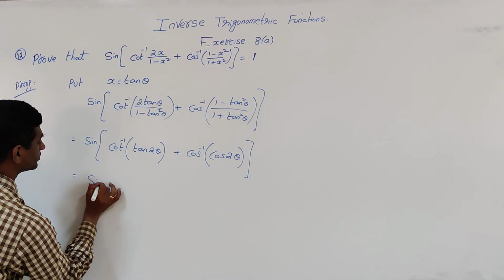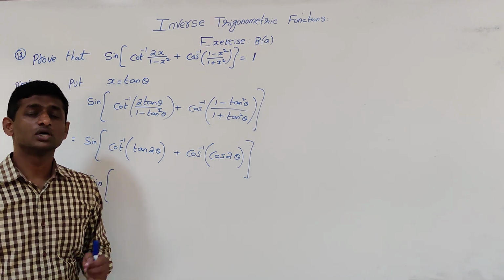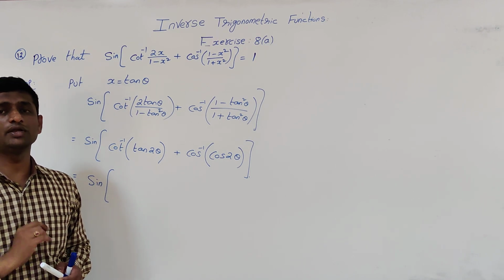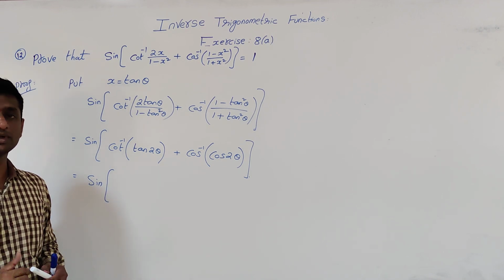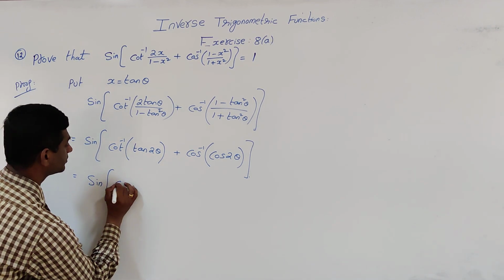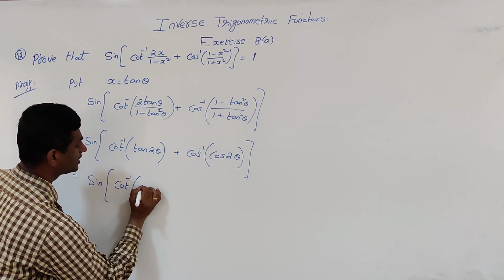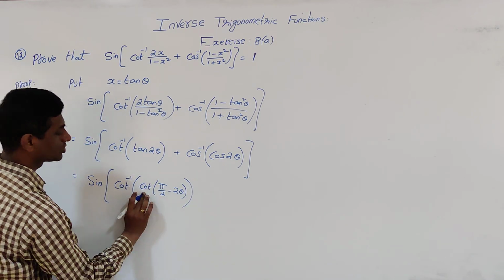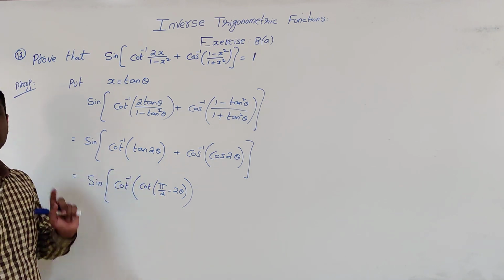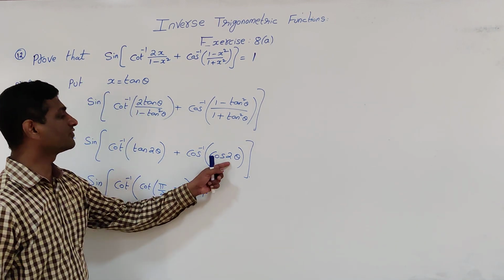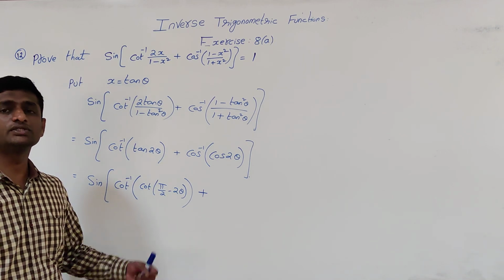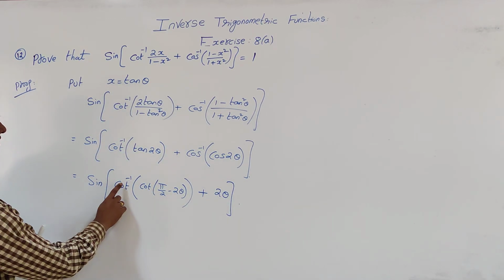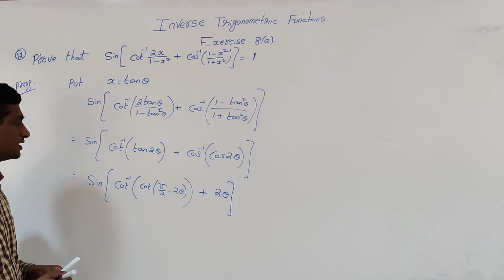So sin of... we have a form: cot inverse of tan theta, or tan inverse of cot theta, is pi by 2 minus theta. Or we can directly have cot inverse tan 2 theta written as cot of pi by 2 minus 2 theta. So cot of 90 minus 2 theta is tan 2 theta, plus cos inverse of cos theta is theta, but here it is 2 theta. Now again, cot inverse of cot 90 minus 2 theta is 90 minus 2 theta.